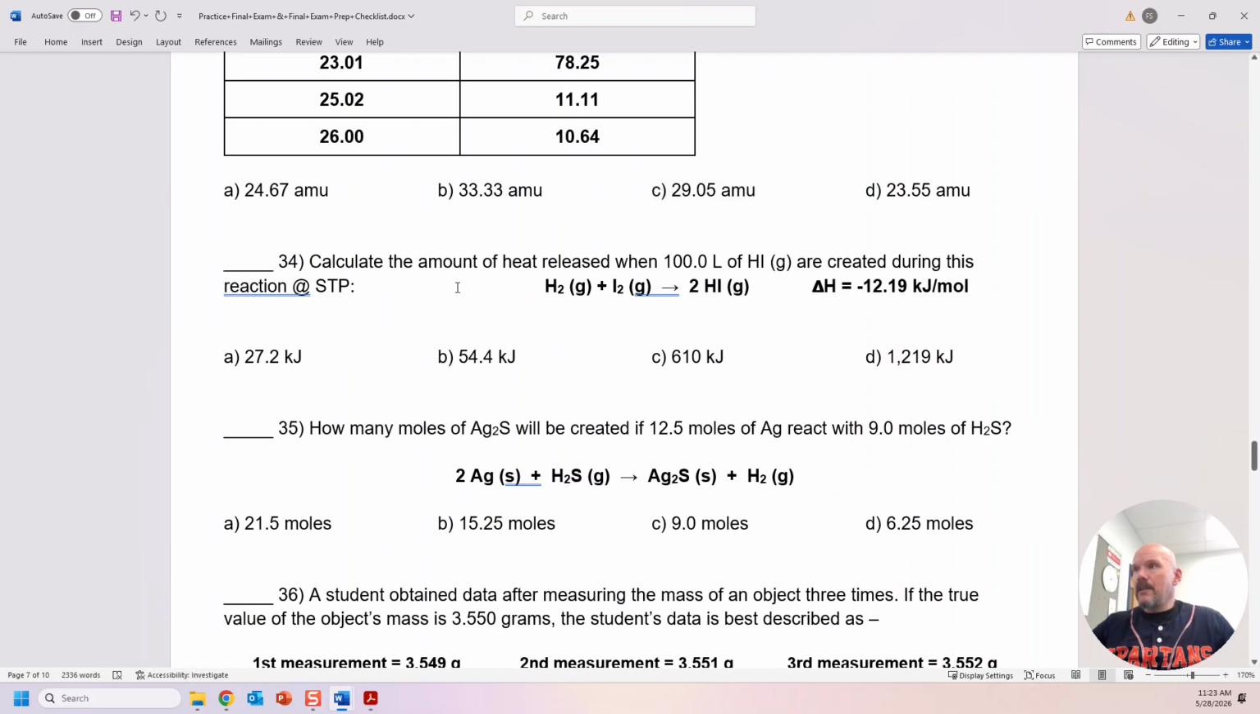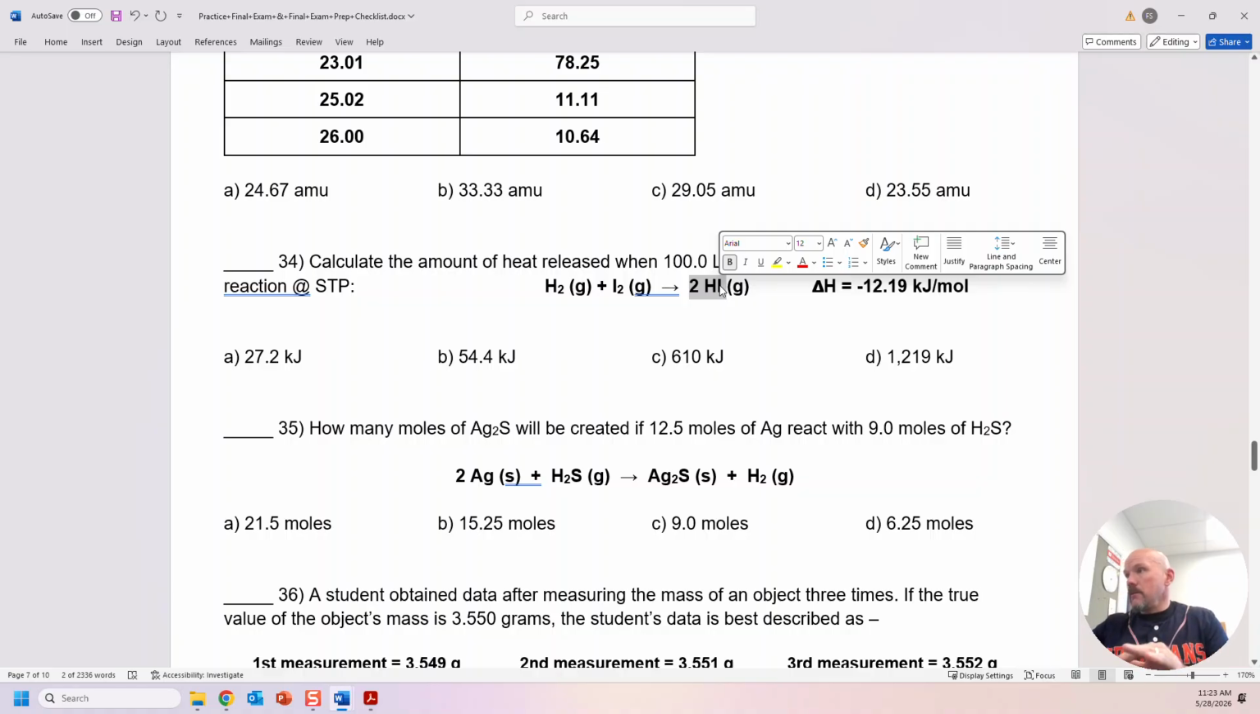All right, so calculate the amount of heat released when 100 liters of HI are created during a reaction at STP. So it's stoichiometry with delta H. All right, so what this delta H for this reaction is saying is when 1 mole of this reacts, this is how much energy you get. When 1 mole of this reacts, this is how much energy you get. And if 2 moles of this are produced, this is how much energy you get. So it's this much energy for 2 moles of HI. That's the important ratio, okay?